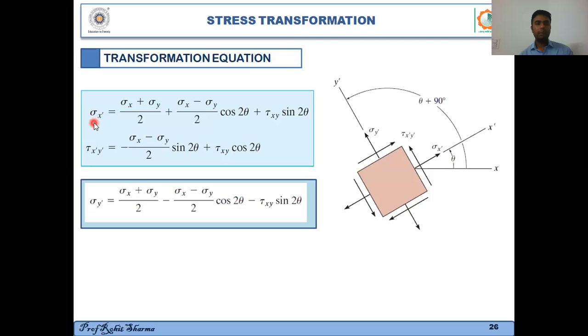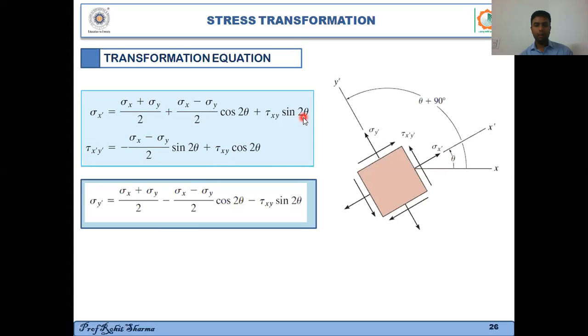One very important and very interesting thing I would like to tell you is that if you add sigma x dash and sigma y dash, these two will cancel out: sigma x minus sigma y over 2 into cosine of 2 theta, and minus sigma x minus sigma y over 2 into cosine of 2 theta. This will cancel, and again this term will cancel. Tau xy sine of 2 theta minus tau xy sine of 2 theta will cancel, and you will find out that sigma x dash plus sigma y dash will be equal to what? Sigma x plus sigma y.